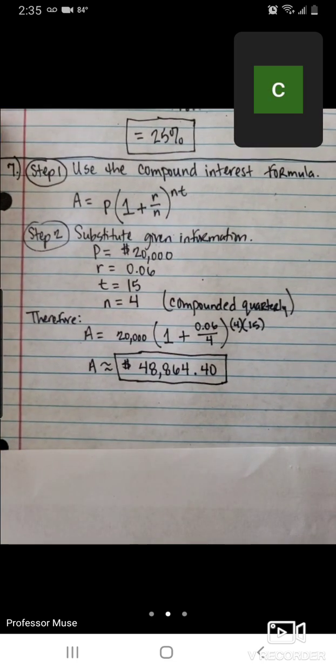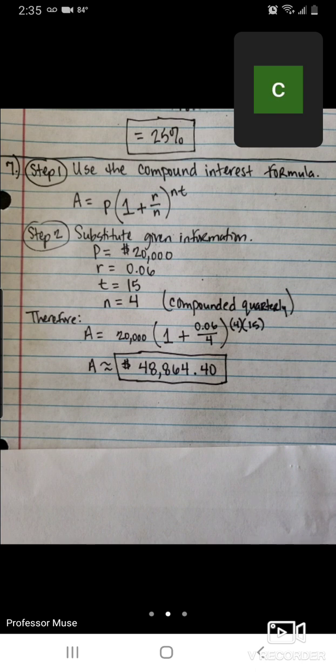Going to read that question for you. Make sure you have your worksheet on hand. Number 7, a couple deposits $20,000 into an account earning 6% annual interest for 15 years. Calculate the future value of the investment if the interest is compounded quarterly. Round your answer to the nearest cent.